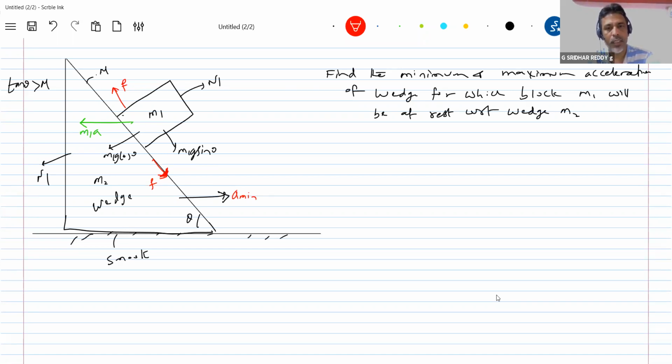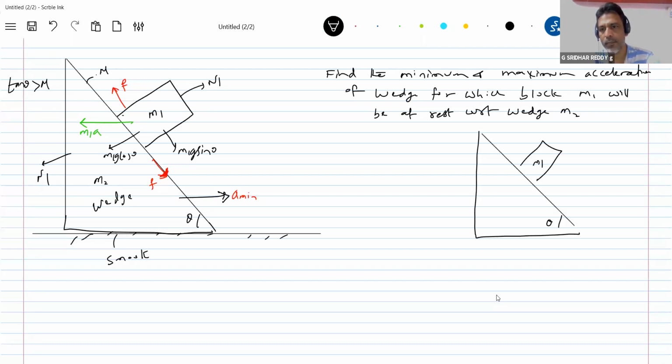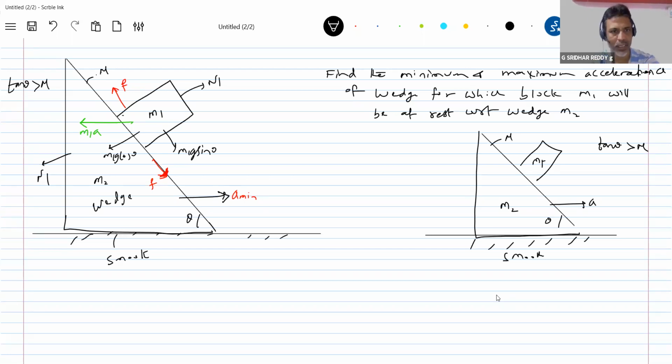Okay, so I'll write the question here. Let this be the question. Acceleration A of the wedge, and this surface is smooth, this is rough, with tan theta greater than mu. Okay, this one I'm discussing the first case. This is the diagram here. Okay, let's come to the equations.